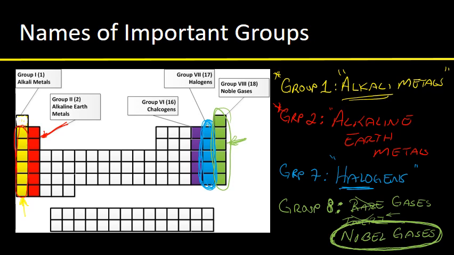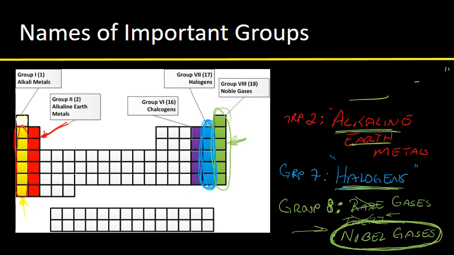All right, now these 4 groups are really important. So you should know group 1 is the alkali metals. Group 2 are the alkaline earth metals. Group 7 are the halogens, and group 8 are the noble gases. Those are really important. Now, some of the other groups also have names, but the names aren't used as often.